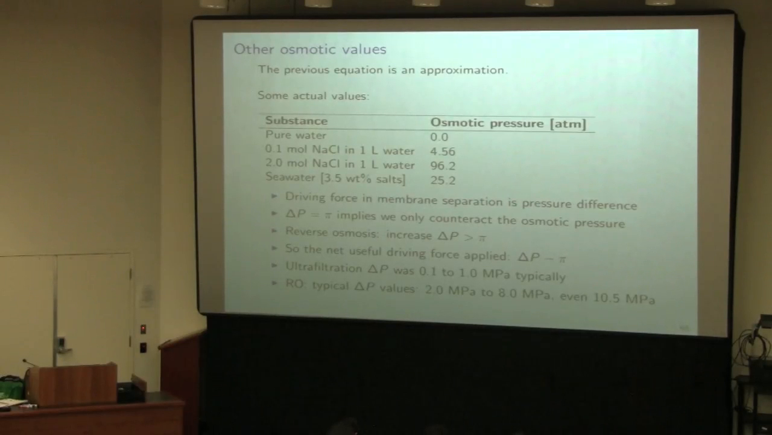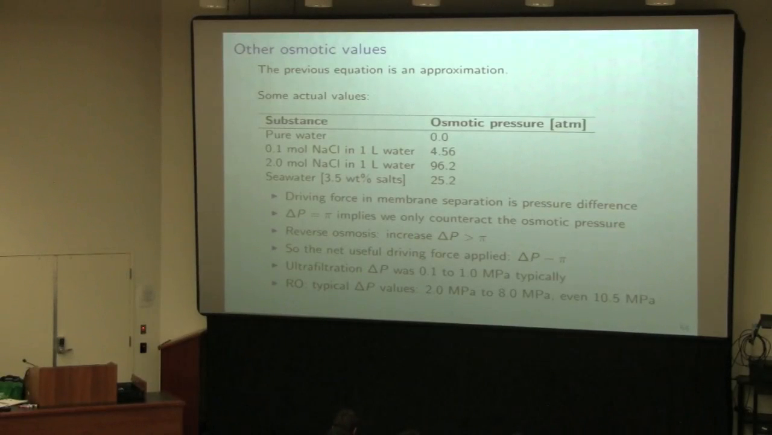Now, our usual pressure difference in a membrane separation is what drives the separation. That's what we've applied so far. Now, if we only applied a pressure difference that was equal to the osmotic pressure, we would essentially be doing nothing. We'd just be counteracting osmosis, and the two sides would be in equilibrium, with the solvent passing equally from the permeate to the retentate, and from the retentate to the permeate. We just have this equal balance of flux of the solvent, if that's all we applied. So for reverse osmosis to be an effective separation, we have to put in an additional amount of energy. So increase delta P to exceed that osmotic pressure.